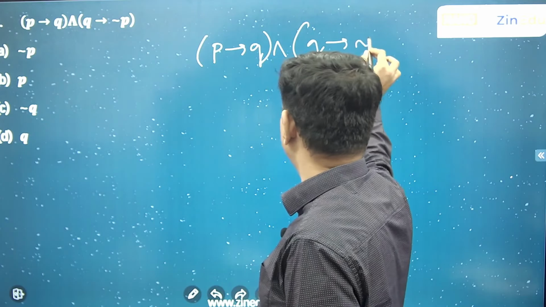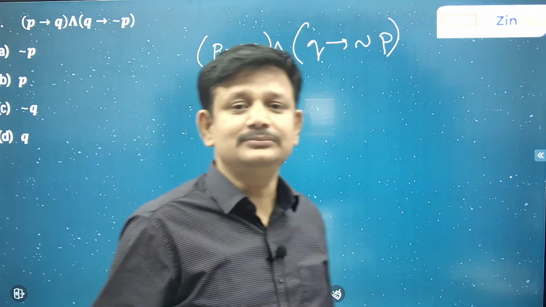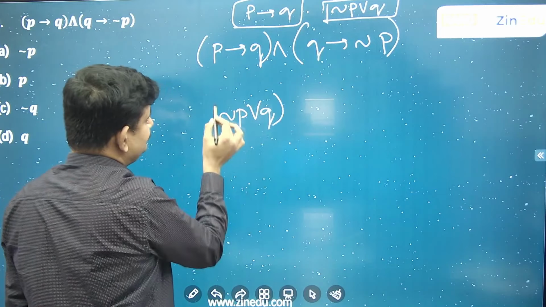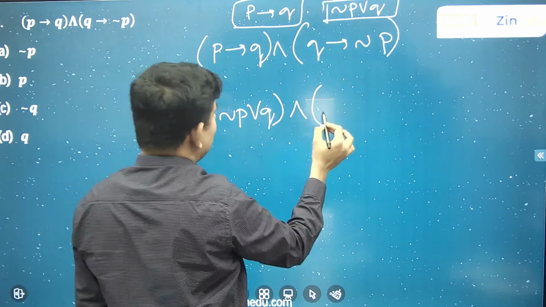See, either you need to draw the truth table or the Venn diagram or convert this into and or. Okay, a mathematical conversion you do. P implies Q. The mathematical equivalent of this statement is negation P or Q. So this statement can be written as negation P or Q, and this statement can be written as negation Q or negation P.